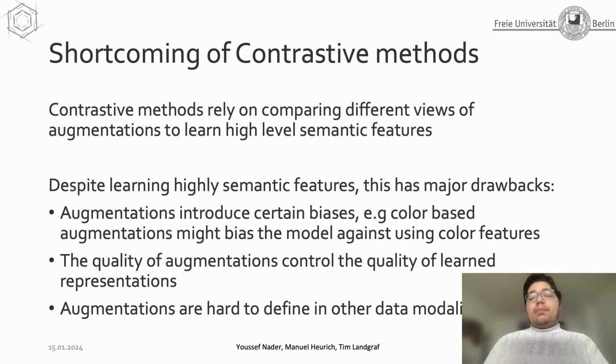And these biases might be limiting when you want to take this model and apply it on a different data set or for transfer learning tasks. This might be limiting because this might not be the case, and color might be, for example, an important feature to be used for a certain data set. So this is something to keep in mind because the augmentations are introducing certain hidden biases into the model, and they also control the quality of the learned representations.